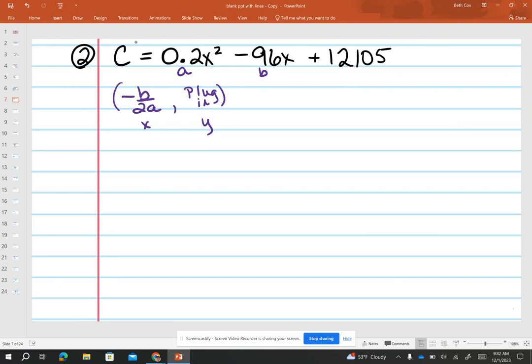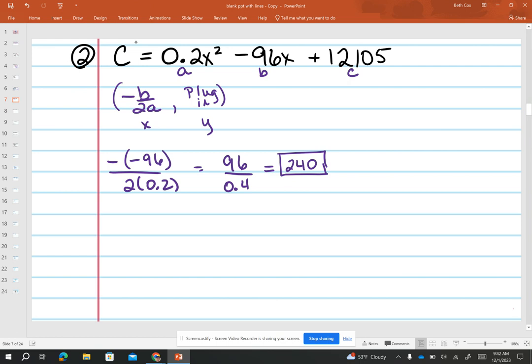This is my A, my B, my C. I'm going to use my calculator to do negative 96 over 2 times 0.2. That's going to give me 96 over 0.4. And then I use my calculator to divide that, and I'm going to get 240. So this is the number of items that I have to use to minimize. Anytime the word minimize means vertex, or maximize. And so now I'm going to take this 240 and I'm going to plug it into my function.